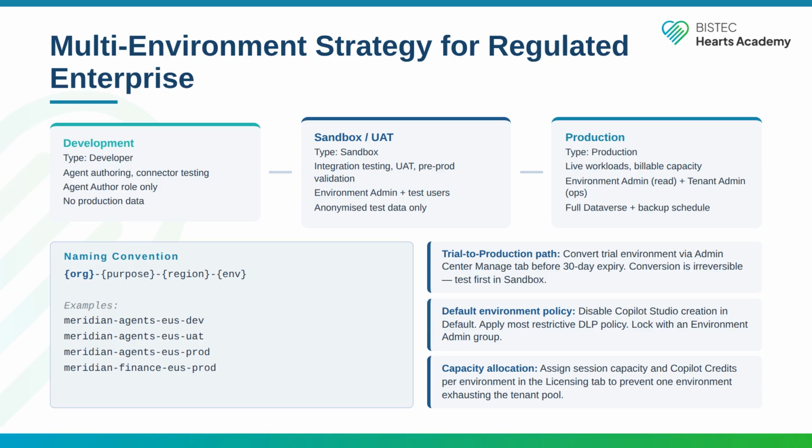The trial to production promotion path follows a specific sequence. When a proof of concept in a trial environment is approved for production use, first convert the trial to sandbox or developer. Validate in the sandbox environment, then deploy via an ALM pipeline to production. Never build directly in a trial environment with the intention of promoting it to production. The environment type must change before it becomes a production dependency.